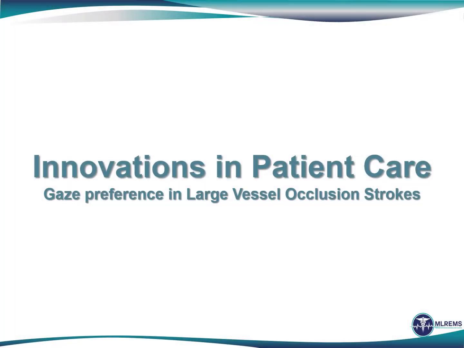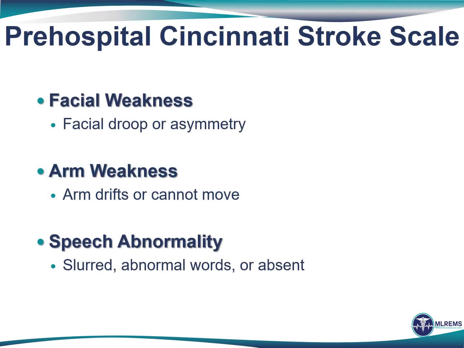Today we're going to take a few minutes to talk about gaze preference in large vessel occlusion strokes as an innovation in patient care. Now you're all familiar with the pre-hospital Cincinnati stroke scale, and we'll continue to use that when assessing patients for signs of a stroke. Remember, that includes facial weakness, whether that's facial droop or asymmetry, arm weakness, whether the arms drift or cannot move when outstretched with their eyes closed and their palms up, or speech abnormality, and that can include slurred, otherwise abnormal words, or even absent words.